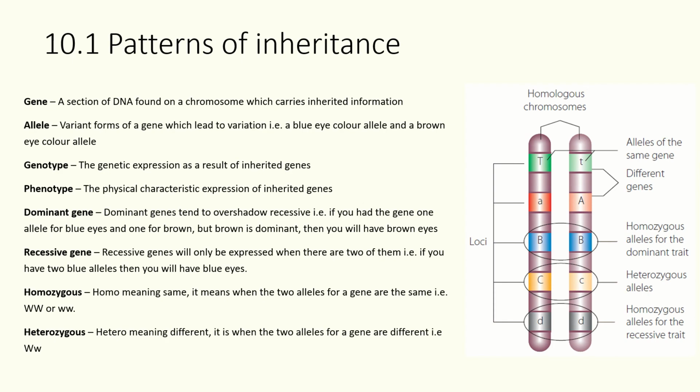Some key definitions here that hopefully you remember. Gene, we've talked about. Allele, we've talked about. Genotype, phenotype, we've talked about. And then dominant, recessive, homozygous, heterozygous will come up a lot in this. But again, should mostly be known knowledge to you because all of this stuff has been previously covered.